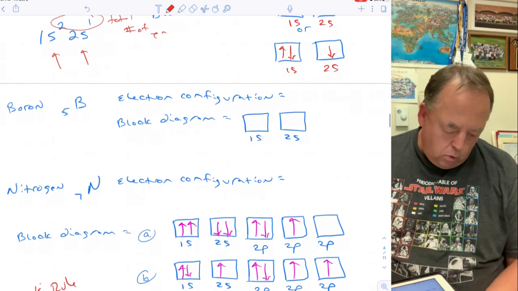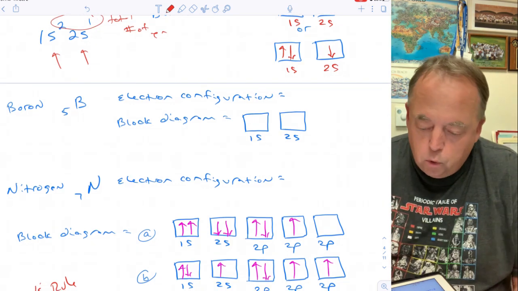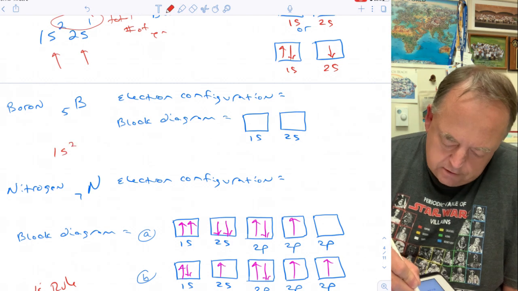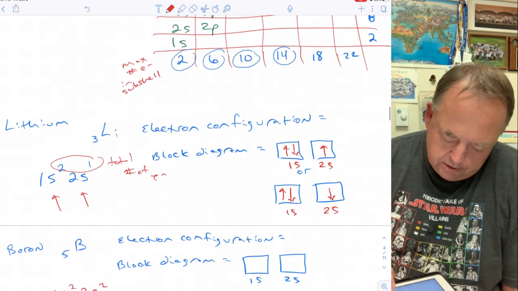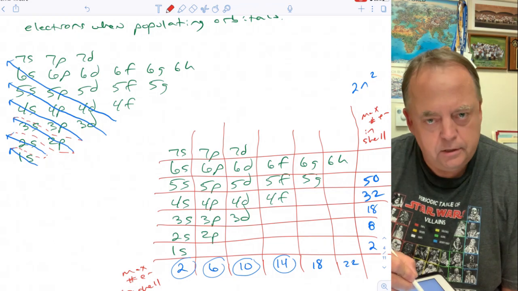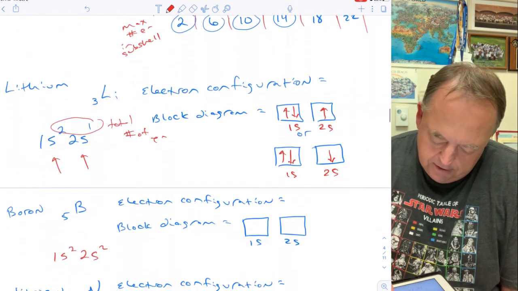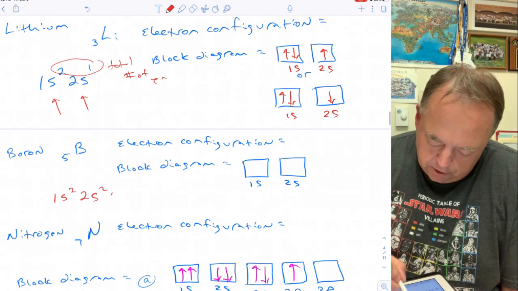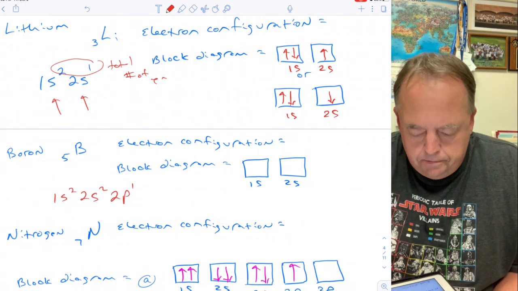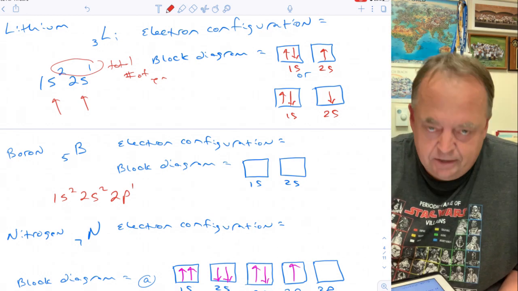Okay, so if we do boron with 5 electrons, where are boron's 5 electrons? So 2 are in the 1s, 2 are in the 2s, and then if we're using this diagram, we fill the 1s, we fill the 2s, and then we drop down to the 2p, and you only have 1 more electron to go, so even though the p's can hold 6, there's only 1 in them, because you only need 5 electrons.